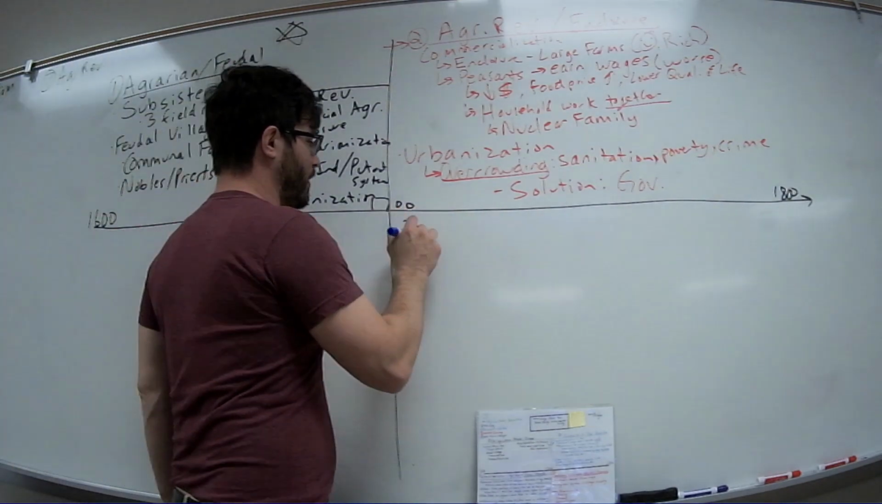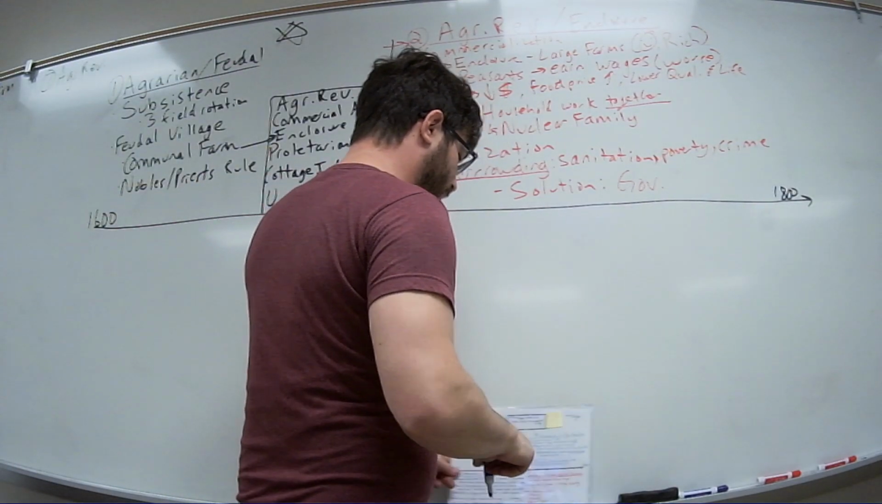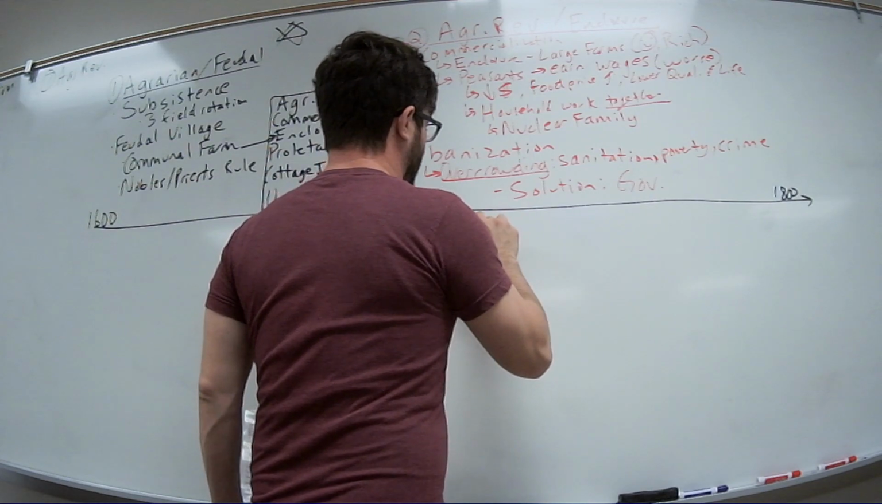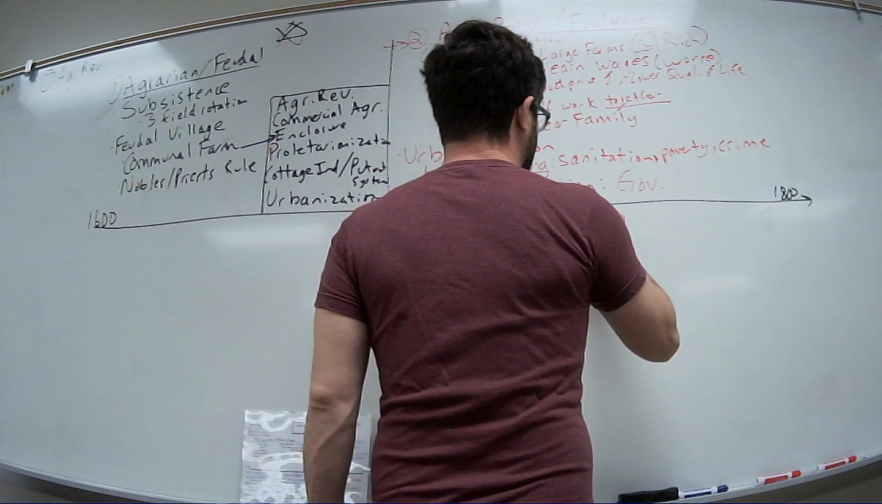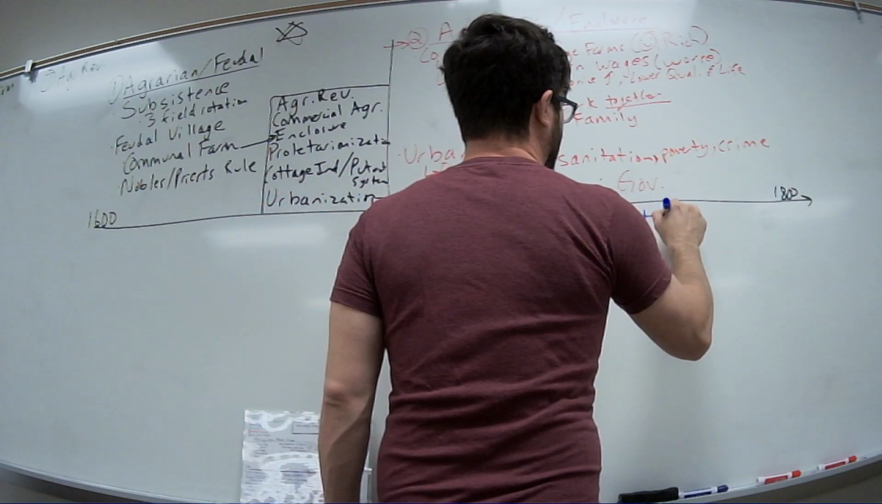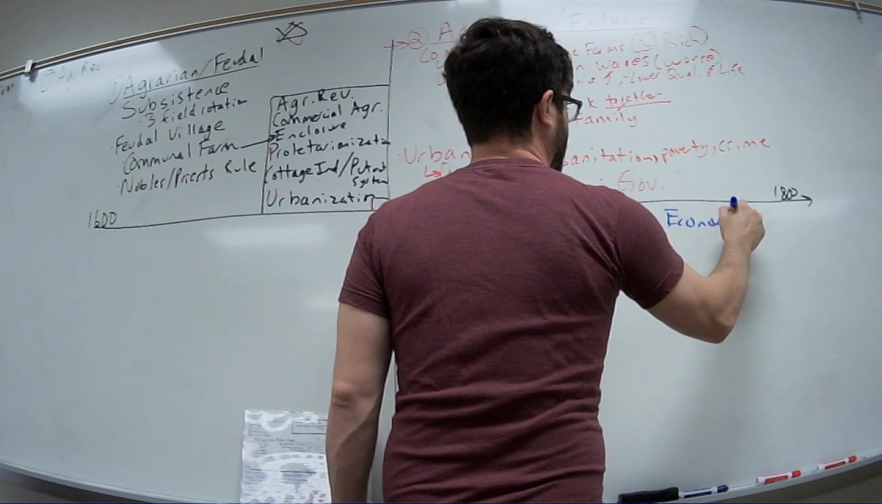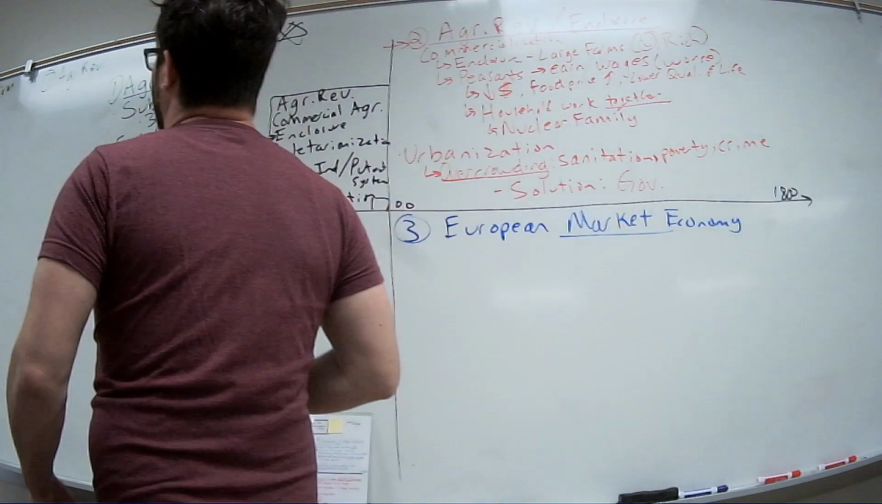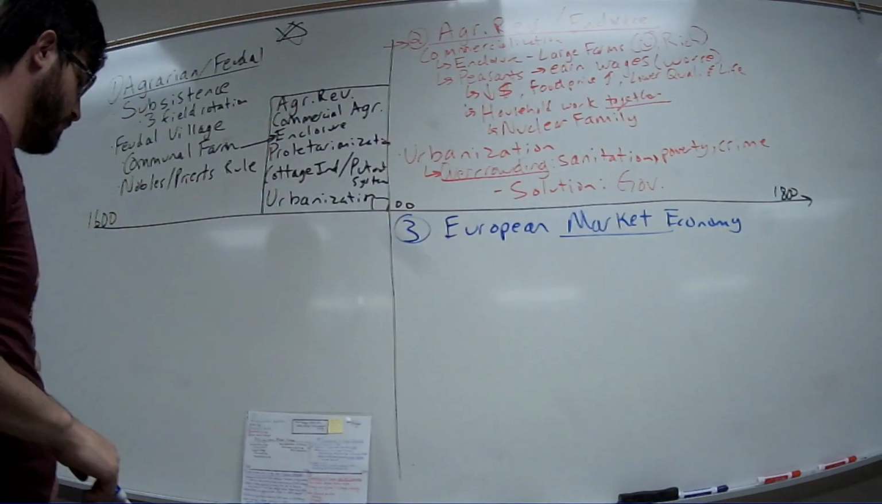We're going to go down here to 3. Goes like a clock. What we have here is the European market economy. Underline the word market or market economy. That's a big deal. Stick with me. We're going to go fast.